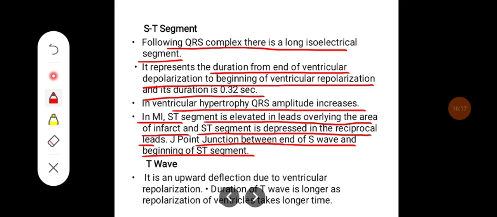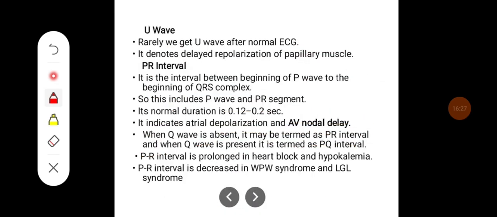T wave is an upward deflection due to the ventricular repolarization. Duration of T wave is longer as repolarization of the ventricle takes longer time. U wave is rarely seen in a normal ECG. It denotes delayed depolarization of papillary muscles.